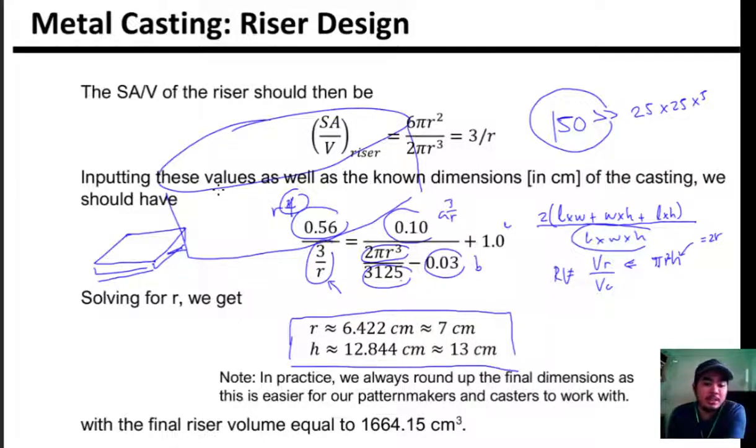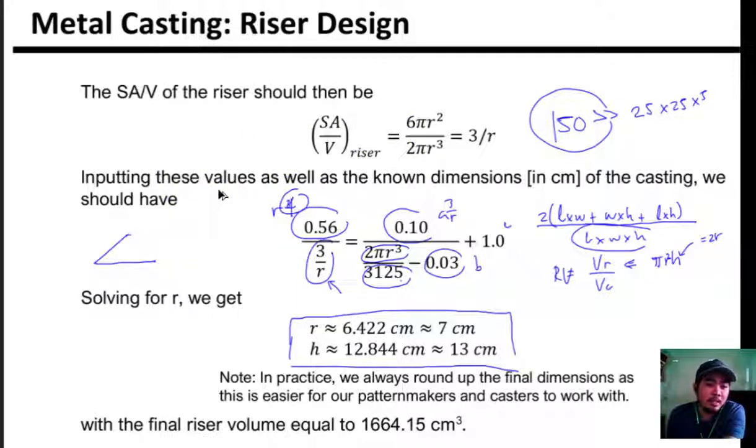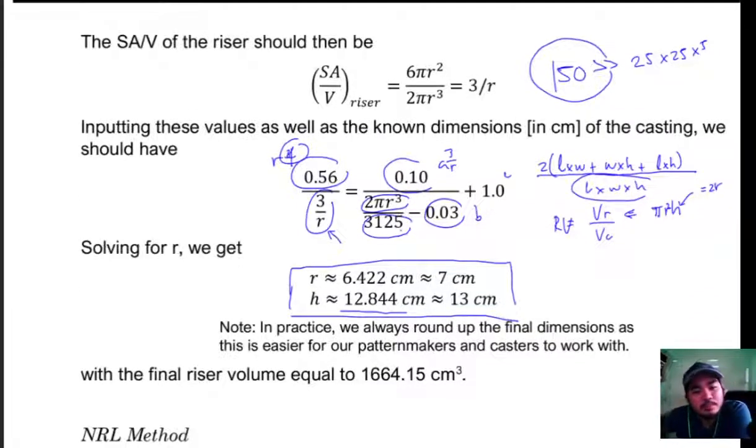So yun, pag ganon, kailangan piliin nyo yung root that makes the most sense. And in this particular case, the radius should be around 6.422. And if you multiply that by 2, because we have a d over h that is equal to 1, then we have a height of 12.844. So again, when it comes to riser design, we always round up, no?